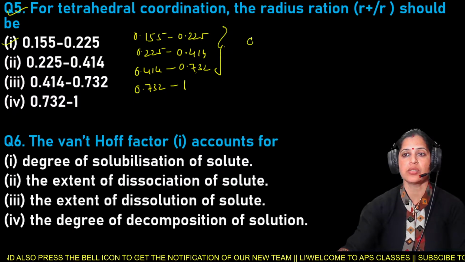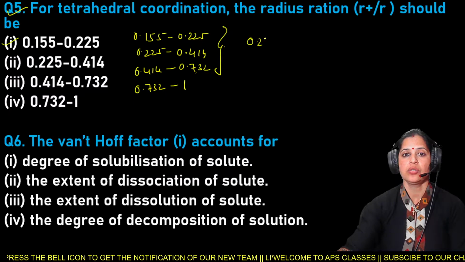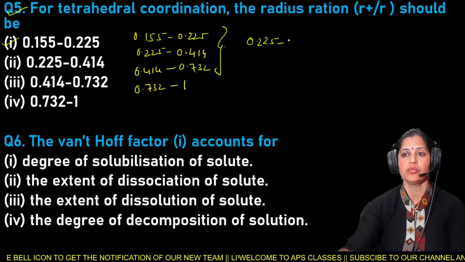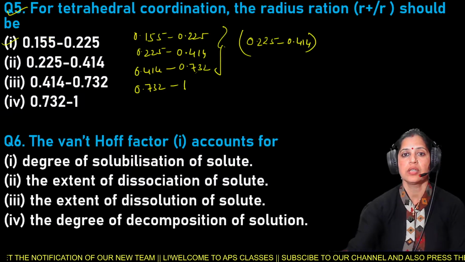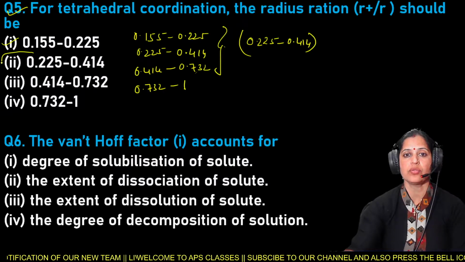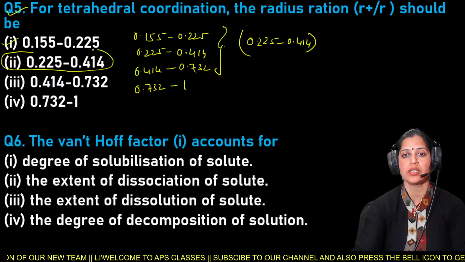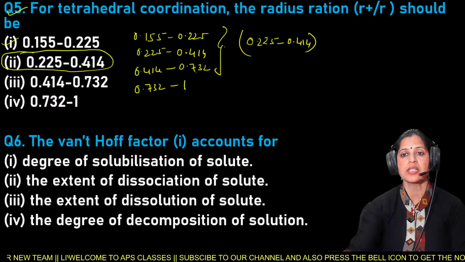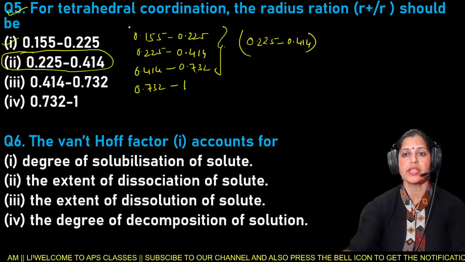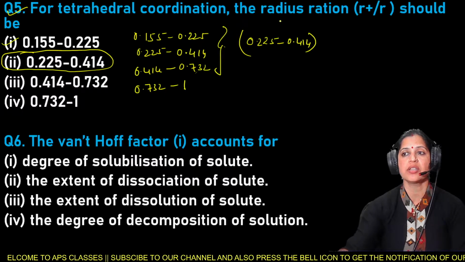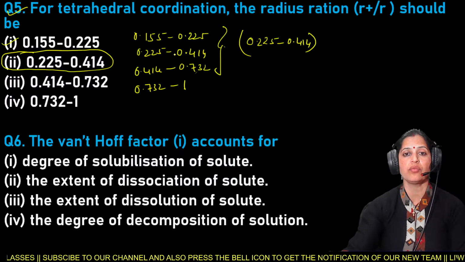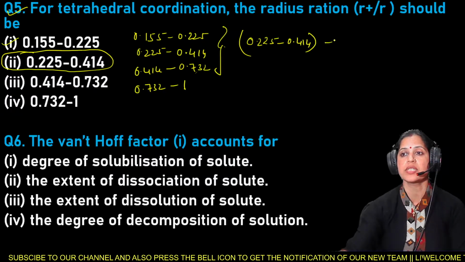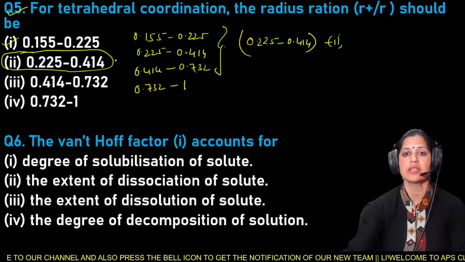That is 0.225 to 0.414. This is the right answer for question number 5. So for a tetrahedral coordination, the radius ratio should be 0.225 to 0.414. So here option second is the right answer for question number 5.